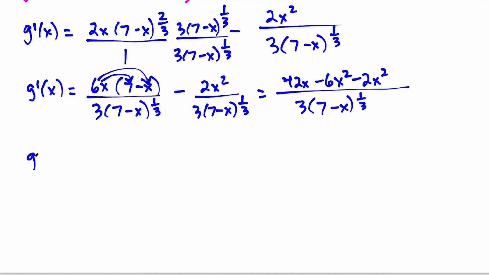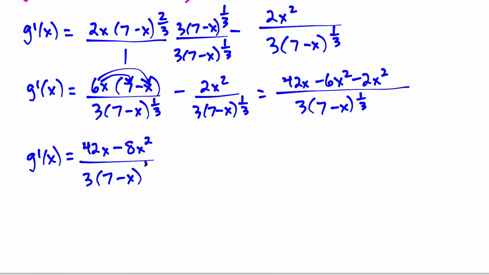So now we can simplify g prime of x. We can say g prime of x is equal to 42x, and now we combine like terms on top to get minus 8x squared, and we're over 3 times 7 minus x to the 1/3 power. So from this step, now we can find the critical points.